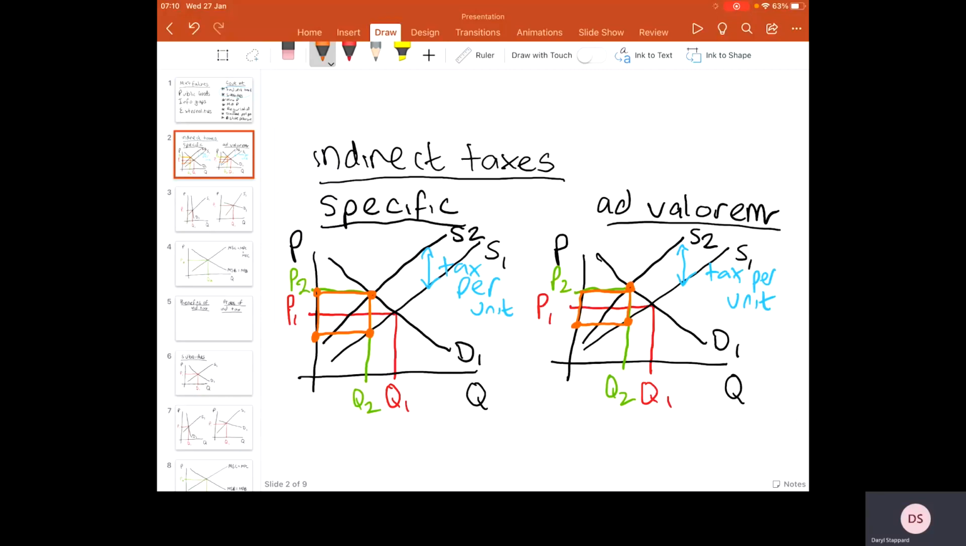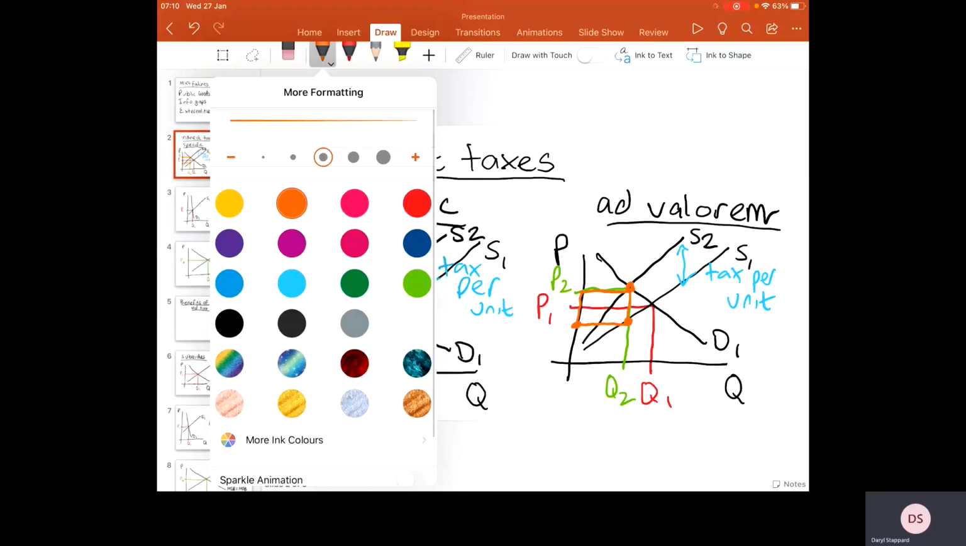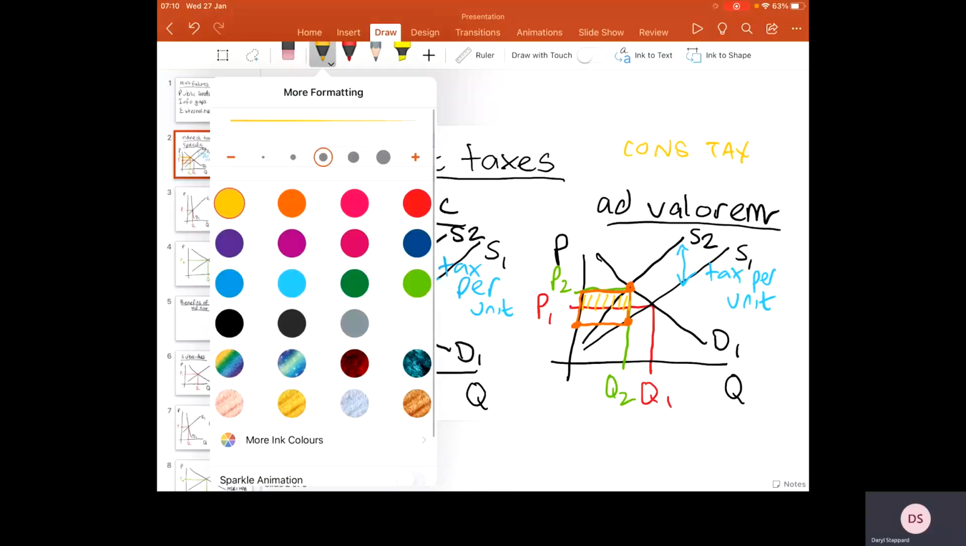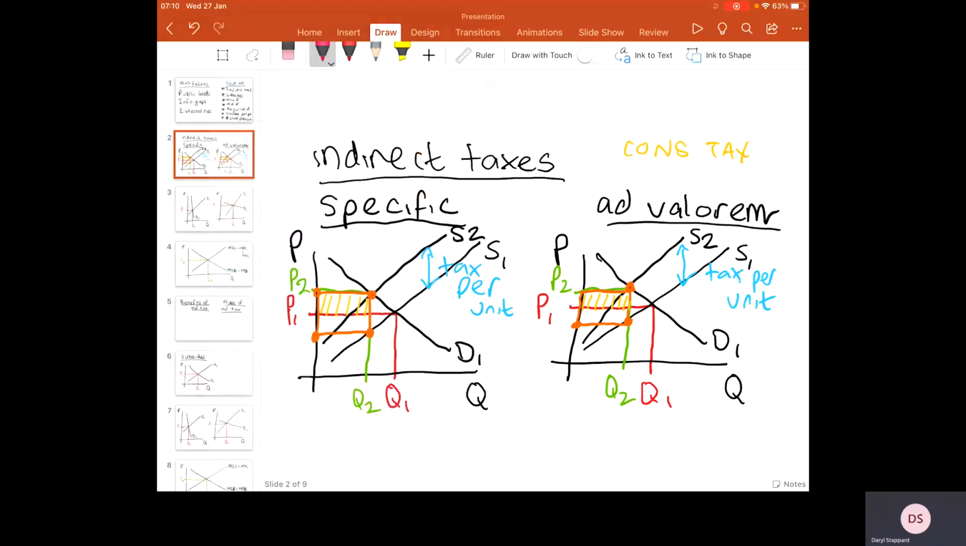Now, what we can now do is to identify the consumer tax and the producer tax. So we'll use some different colours to make it stand out. So we're going to assume that yellow is the consumer tax. So the consumer will pay the proportion of the tax which is the increase in price. So that will be that top section of that tax revenue. The producer will therefore have to pay the remaining part of it, and that will be the bottom section of that rectangle.